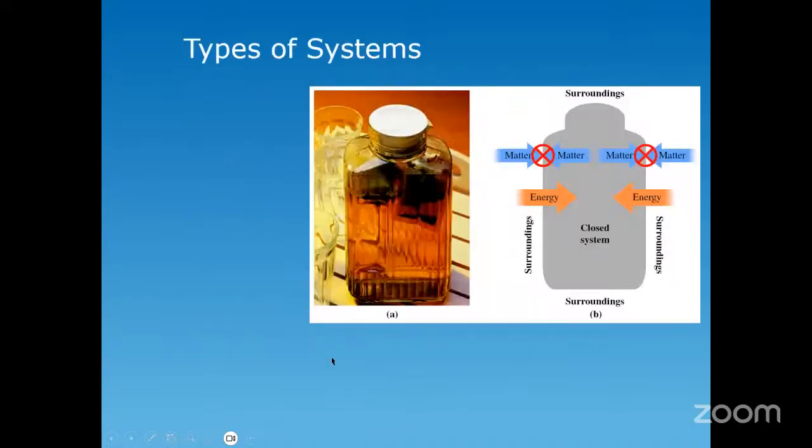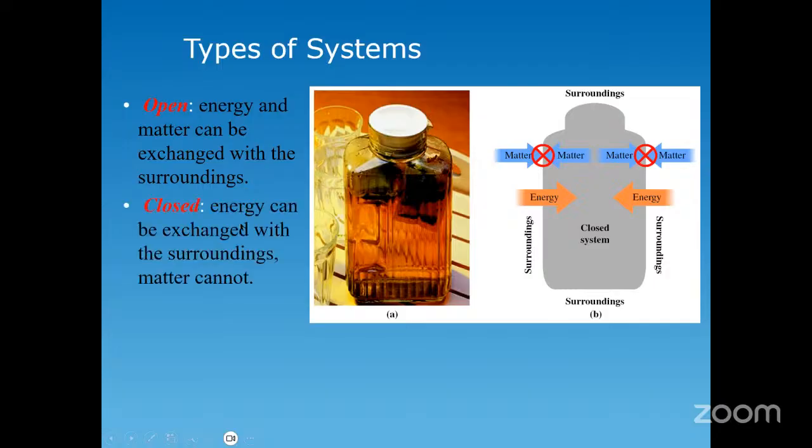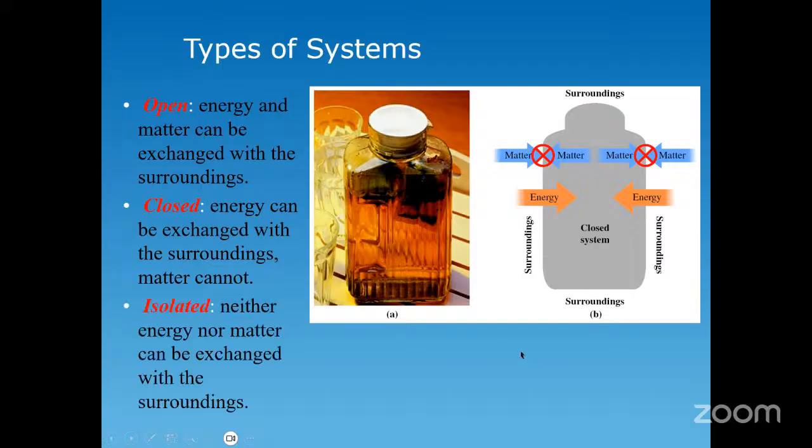Okay, so let's talk about the different types of systems. You have what is known as the open system, where energy and matter can be exchanged between the system and the surroundings. Then you have closed systems, where energy can be exchanged, but matter cannot be exchanged between the system and surroundings. And then finally, you have what is known as an isolated system, where there is no exchange of matter or energy between the system and the surroundings, right? So these are the three types of systems that we'll be concerned with, all right?